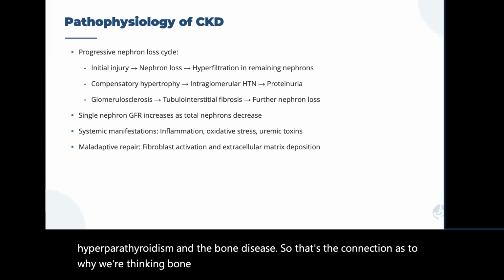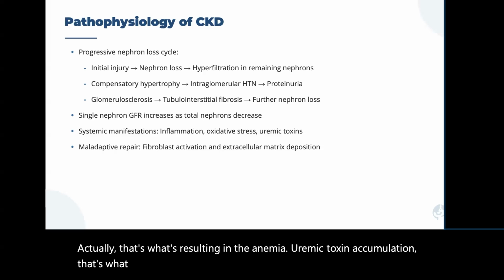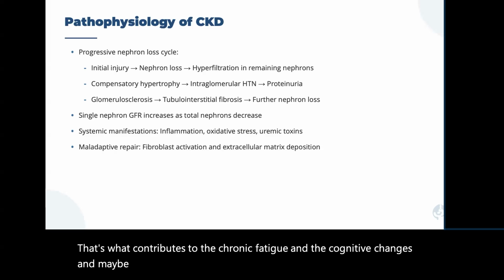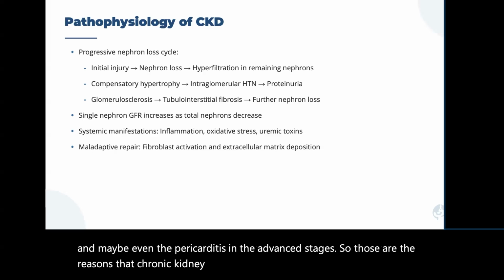Erythropoietin will be deficient eventually. That's what's resulting in the anemia. Uremic toxin accumulation, that's what contributes to the chronic fatigue and the cognitive changes, and maybe even the pericarditis in the advanced stages. So those are the reasons that chronic kidney disease starts to cause those downstream effects.